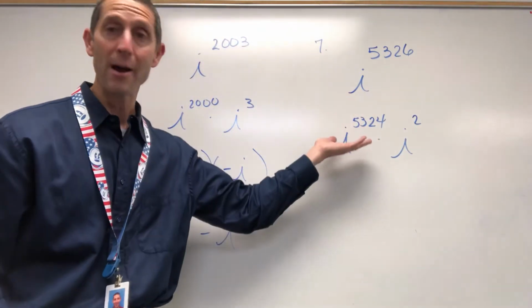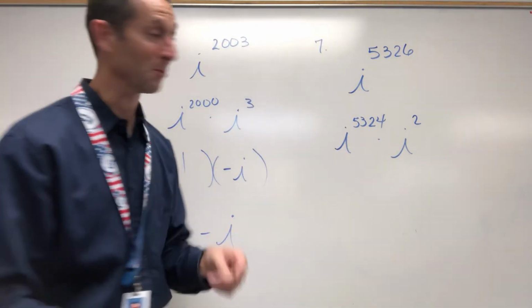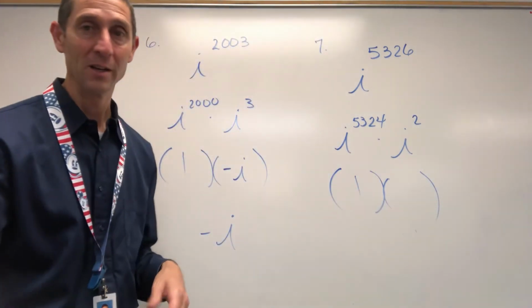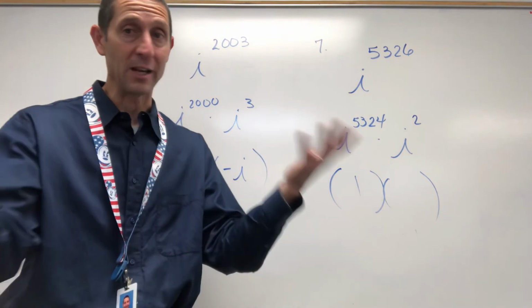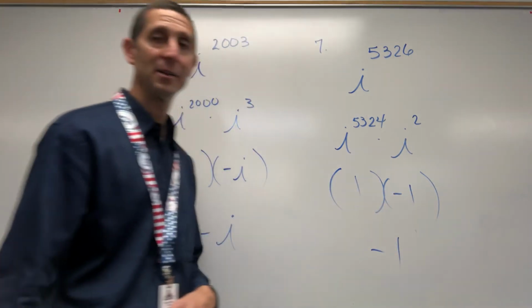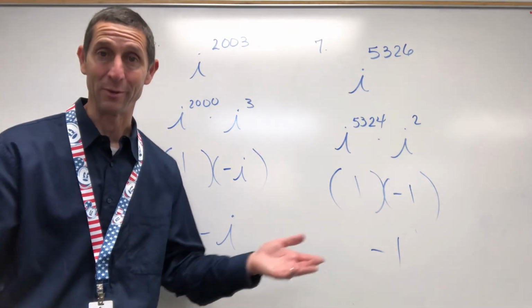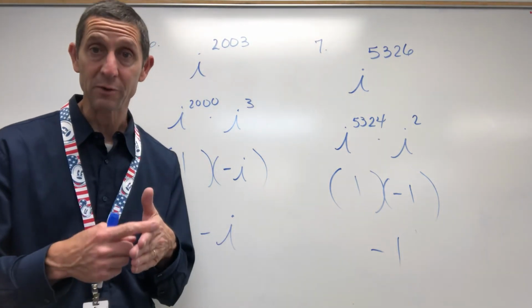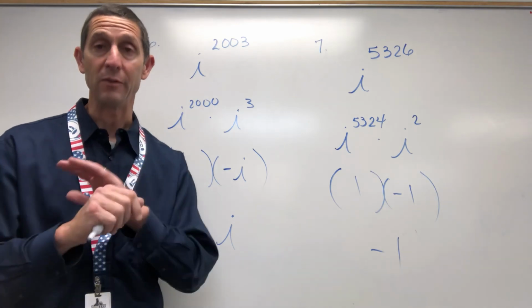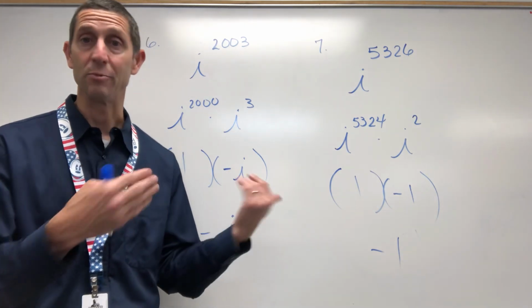Now it doesn't matter how big it is, if it's a multiple of 4, it's going to be a positive 1. You've got I squared memorized. I squared is negative 1. 1 times negative 1, my answer is negative 1. So make sure you've got those first 4: I to the first, I to the second, I to the third, I to the fourth. If you've got those first 4 memorized, the rest of it's a piece of cake.